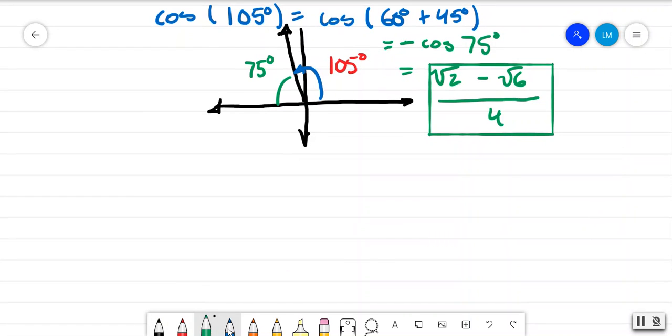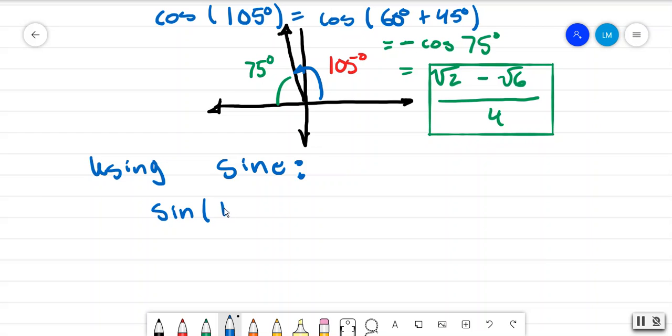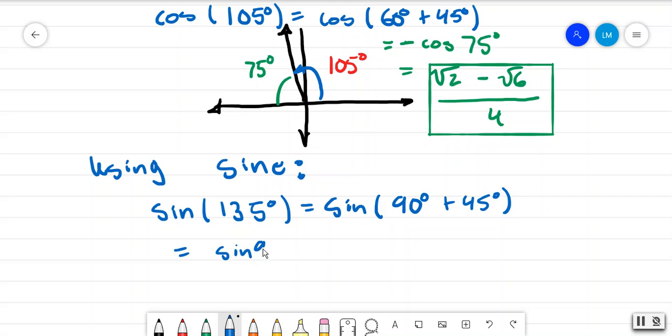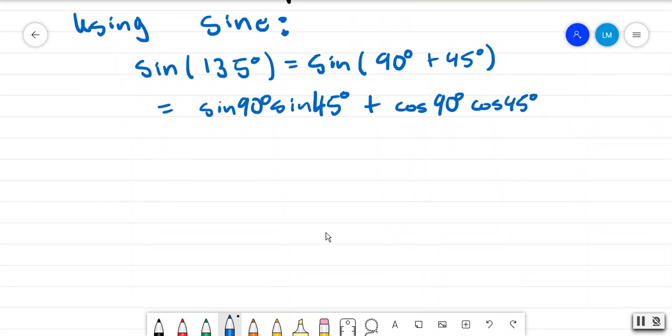Okay, so similarly, let's say that we try to use the formula for the sine. So if I was to look at sine of, let's say, 135 degrees, I know that sine of 135 is the same as 90 plus 45, for instance. And if I was to use the formula, that's going to be sine of 90 degrees, sine of 45 degrees, and then cosine of 90 degrees times cosine of 45 degrees. But I already know that cosine of 90 degrees is actually 0.